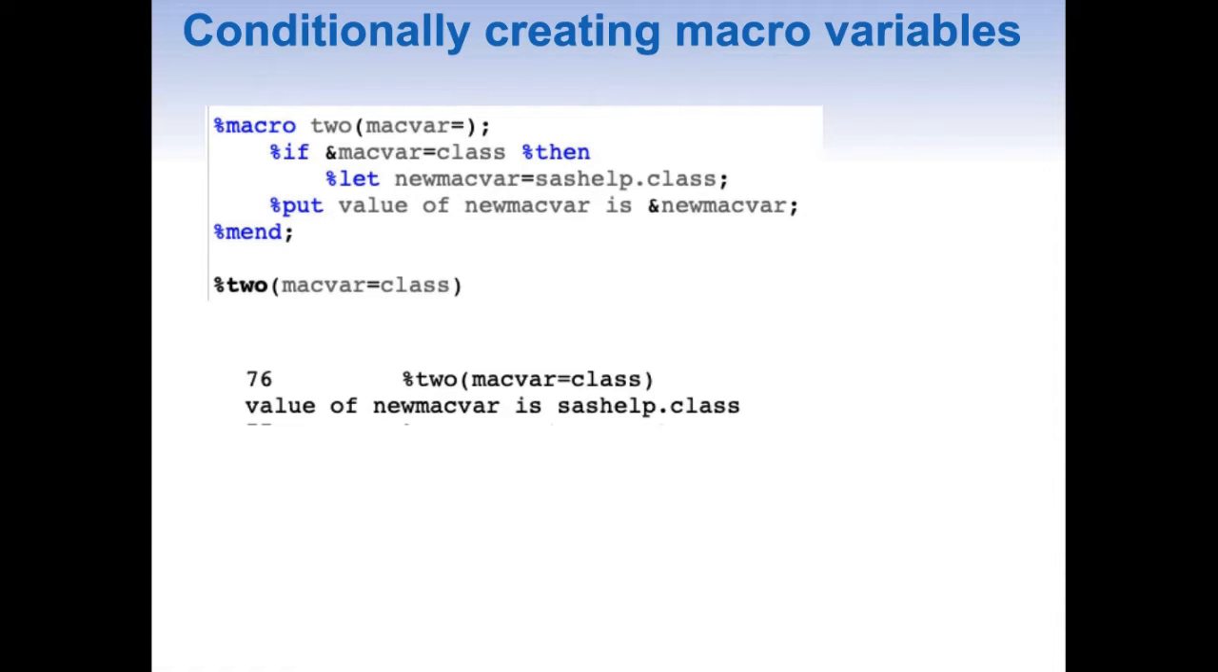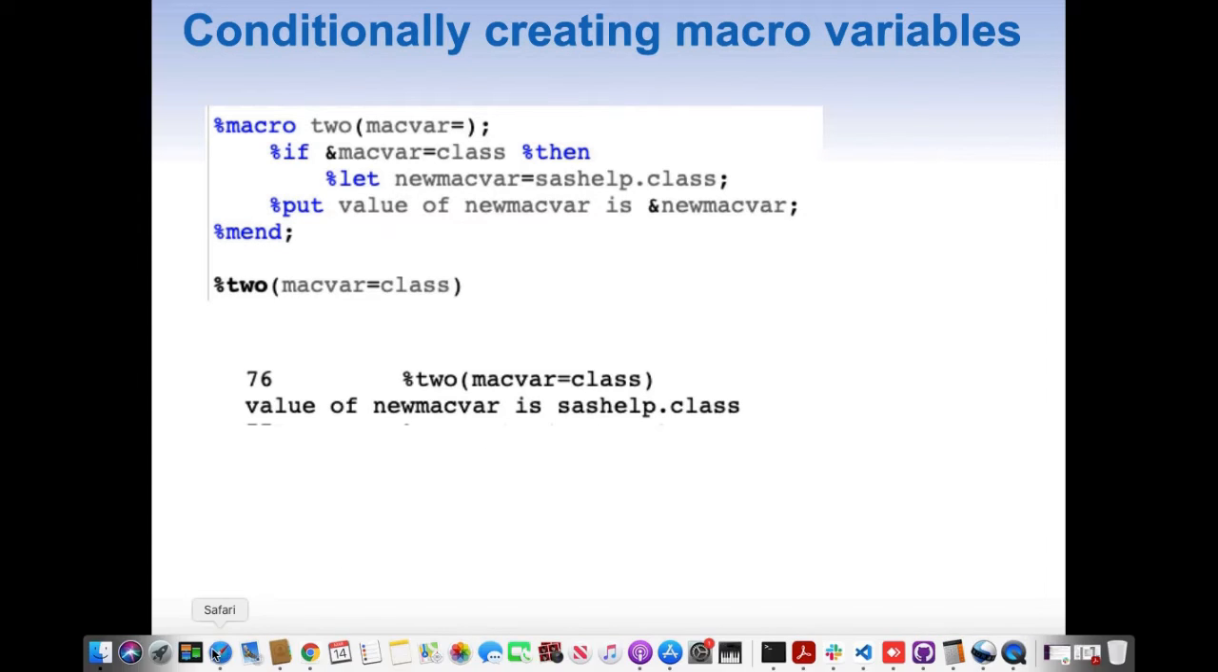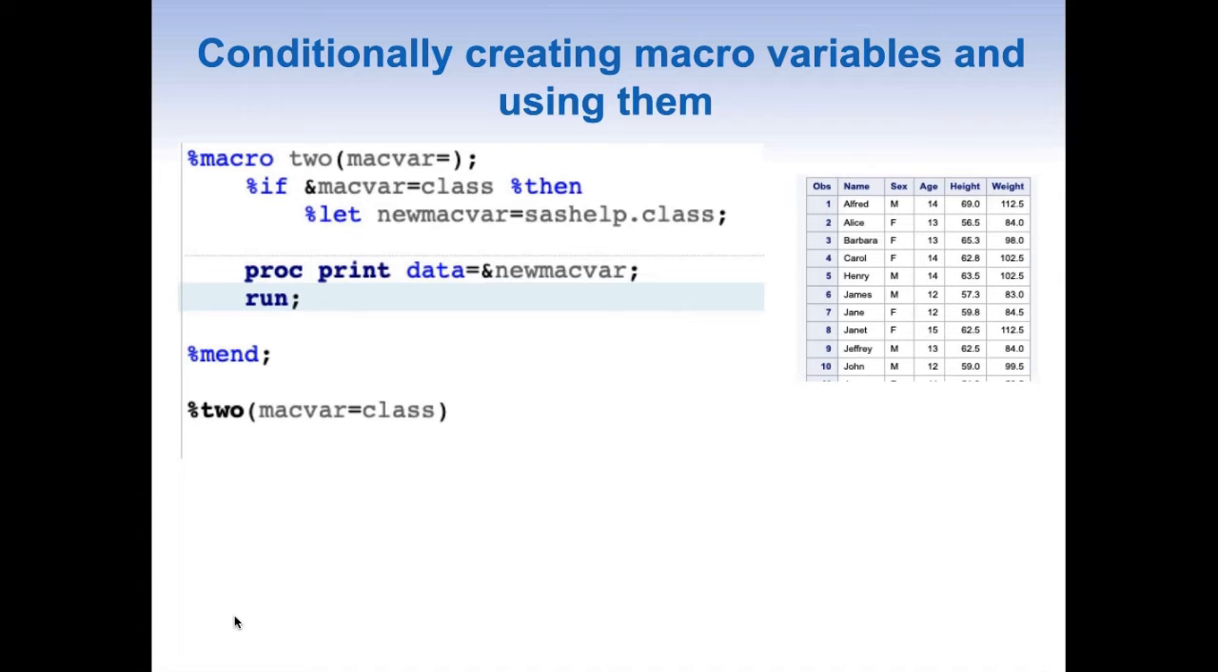So not just creating text, we can also create new macro variables conditionally with the help of %if %then statements. When we pass macvar equal to class, this class becomes class, and the value of the new macvar we can see as sashelp.class. And apart from creating macro variables, we can do many other things, but let's get a little bit deeper.